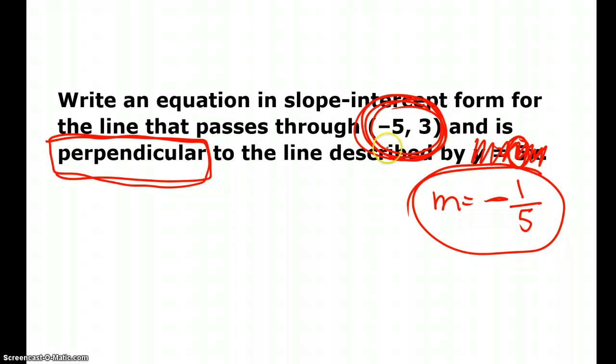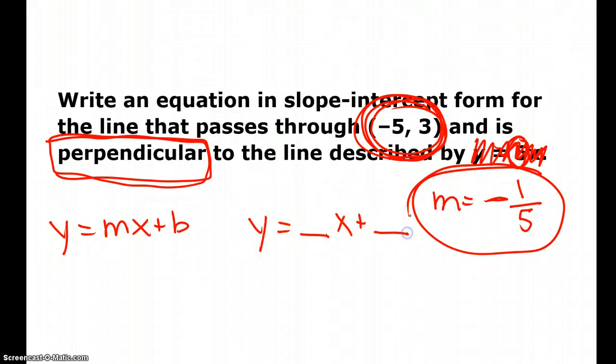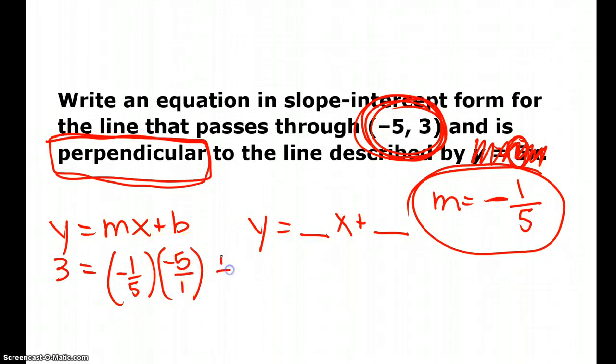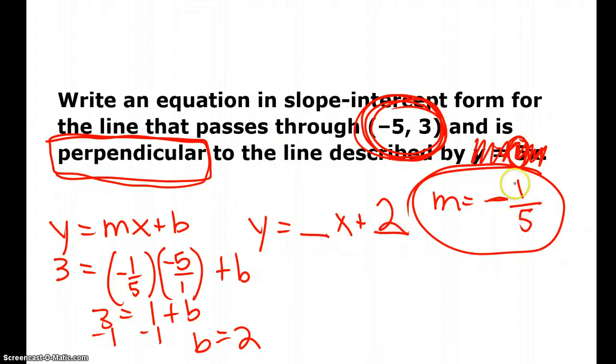So method 2, y equals mx plus b. Y equals something times x plus something. So I plug in my y is 3. My slope is negative 1/5. My x is negative 5 plus b. So negative 5 over negative 5 is a positive 1. So 3 equals 1 plus b, minus 1, minus 1. B equals 2. So I've got my 2 and my slope right here of negative 1/5.